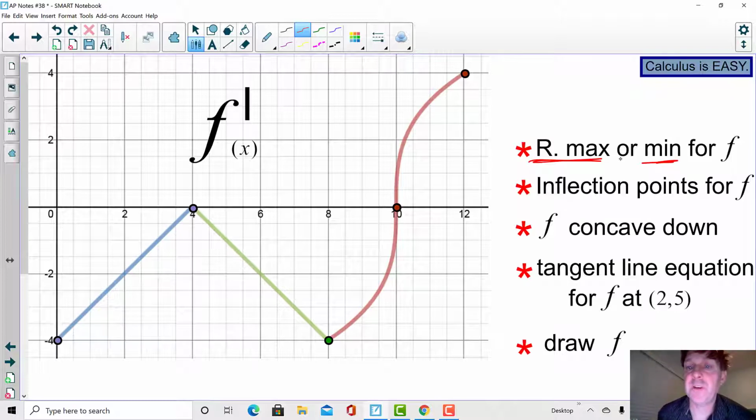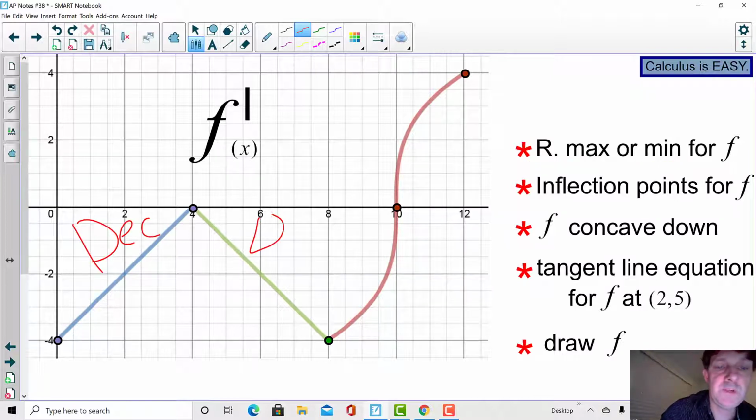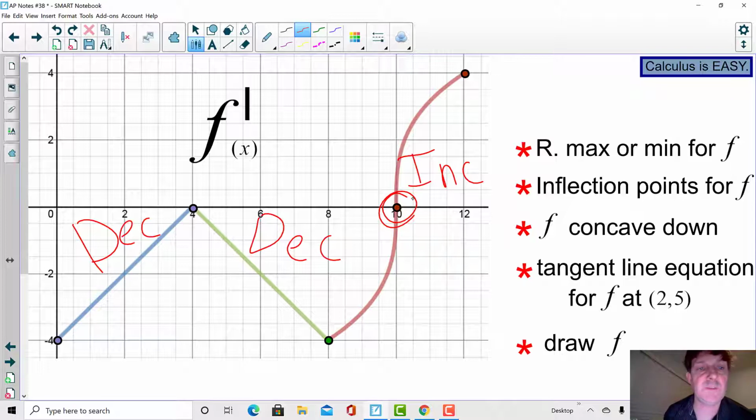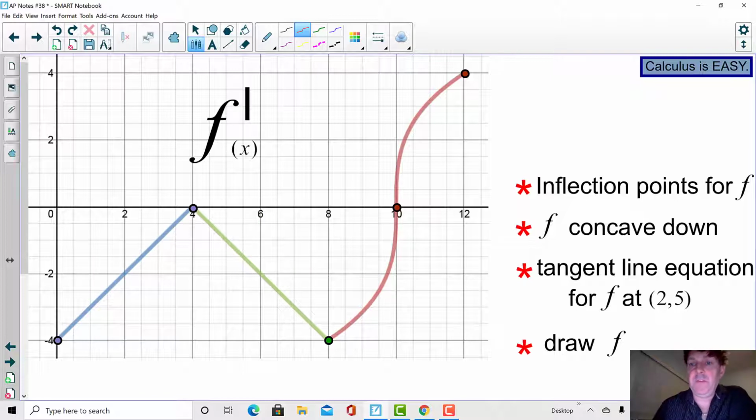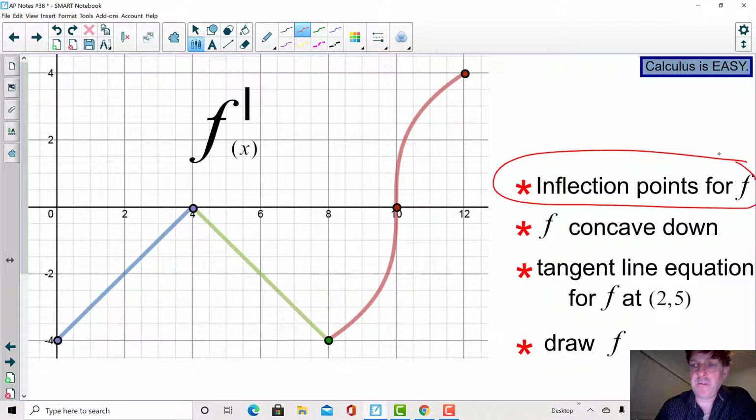Now, in order to get a relative max or relative min, your derivative does have to cross the x-axis. In this case, we're decreasing, then we're decreasing, and then we're increasing. So that spot, which is our critical number of x equals 10, is where you're going to have a relative minimum value. Okay, the next thing we need to find out is the inflection points of f.